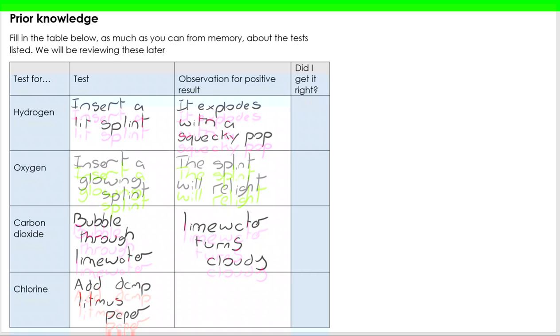To test for chlorine, you would add damp litmus paper. Now, this is often done when we do electrolysis of brine in the electrolysis topic. What happens to it? Chlorine will bleach damp litmus paper. When we say it will bleach, we mean that the litmus paper turns white. All of the colour is bleached out of it.